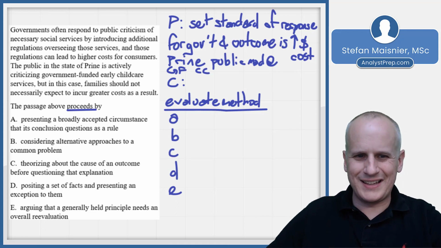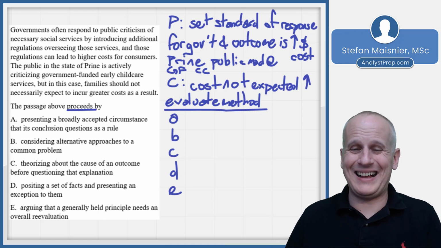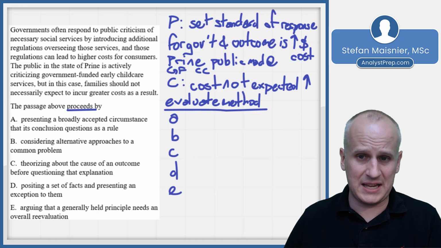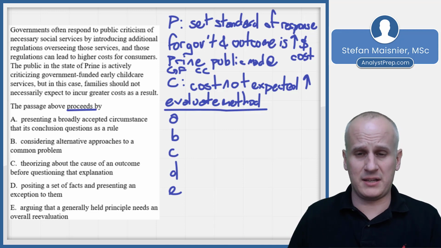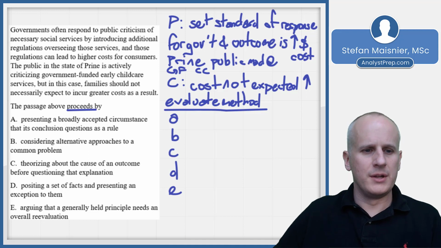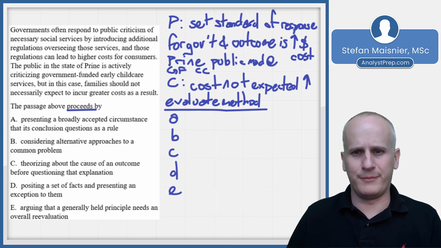But the conclusion is that the cost is not expected to go up. And that goes directly contrary to what we have from the evidence. So this is an interesting structure in that they set a precedent and then basically say precedent isn't going to hold in the state of prime. So choice A, presenting a broadly accepted circumstance that its conclusion questions as a rule.